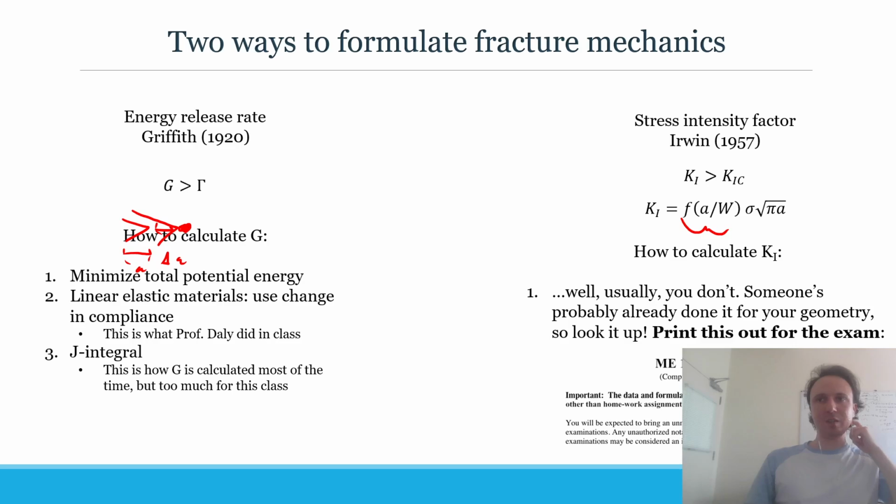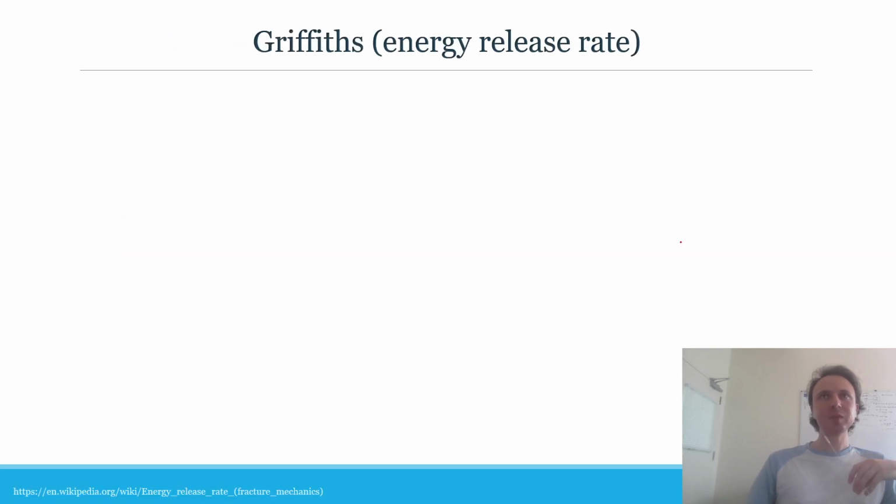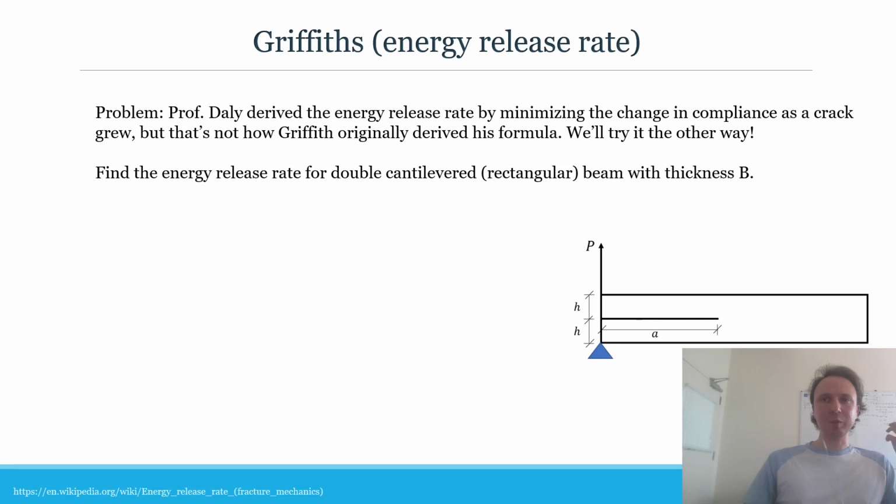We have the data book that Professor Daly provides, and you've got to remember to print it out and bring it to the exam. It has a bunch of different values of F for different geometries. So just to restate that again, energy release rate is about the energy released as the crack advances by delta A, versus stress intensity factor is entirely about how much stress is concentrated near the crack tip, and it's about the geometry.